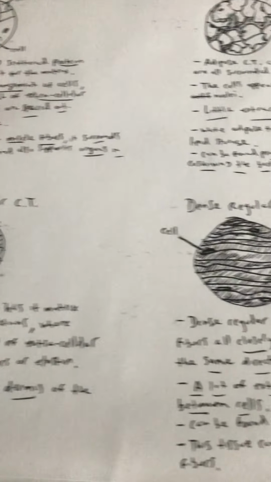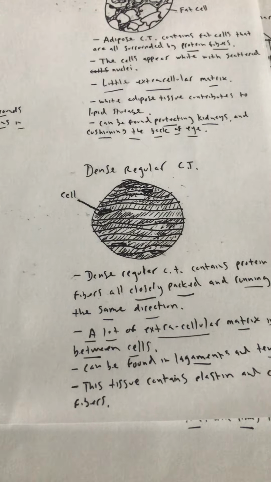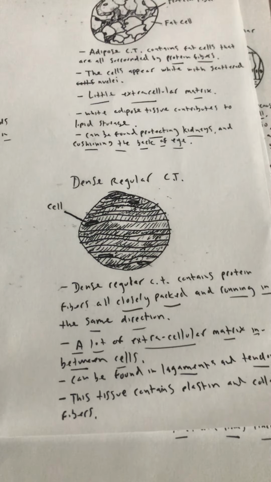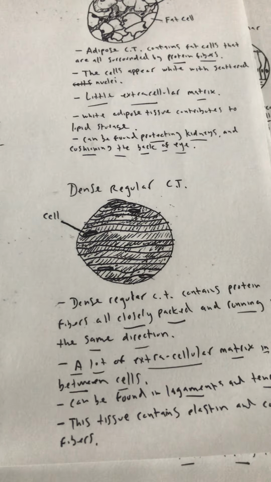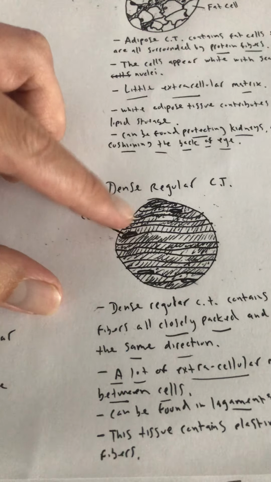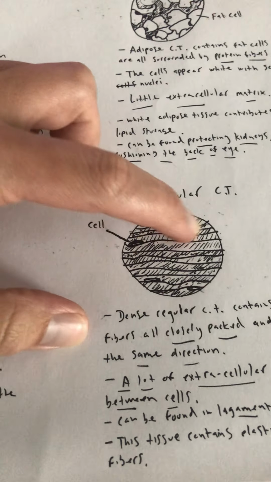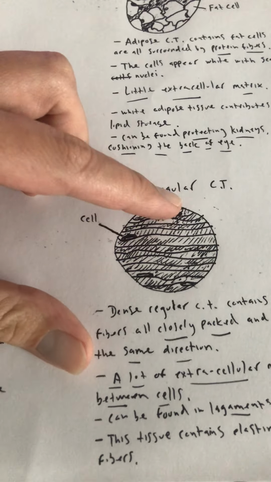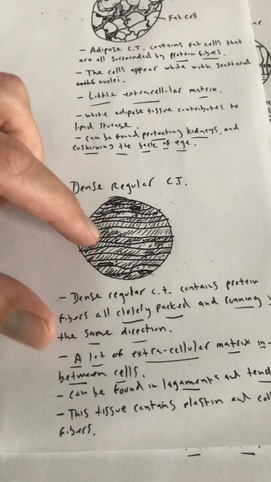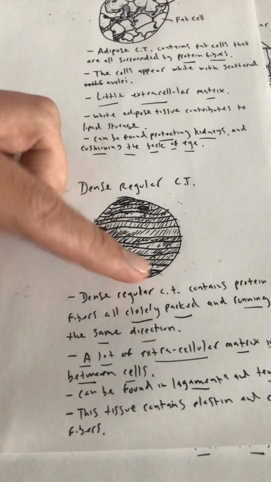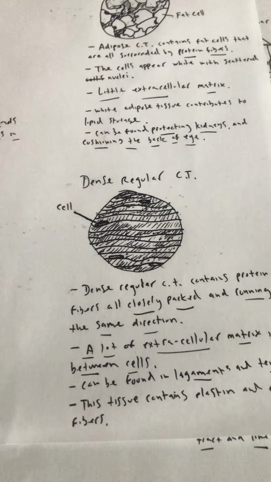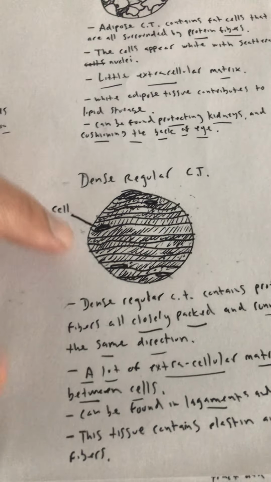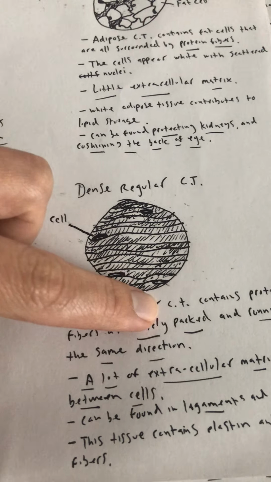Okay, and then lastly we have the dense regular connective tissue. This is like its cousin over here, the irregular one. It's got a lot of protein fibers that are going along here, but instead of going in different directions, they're all parallel, all going the same direction, either left or right, with cells scattered throughout.